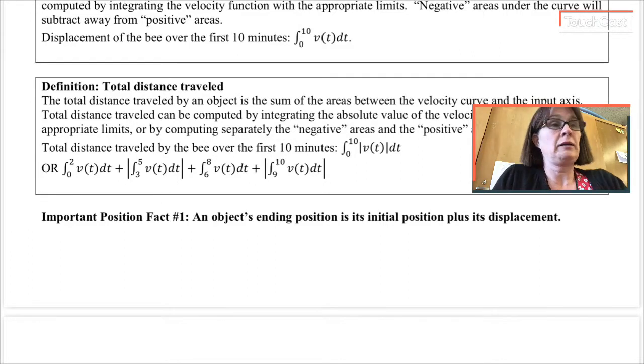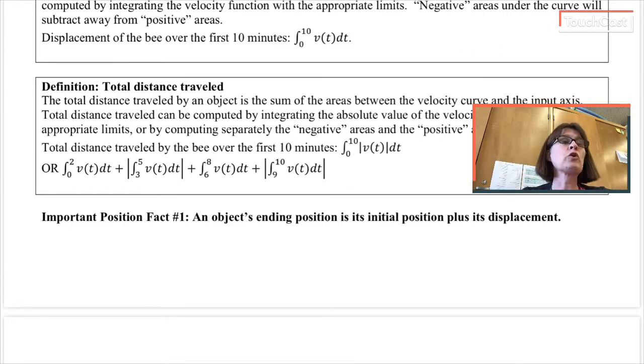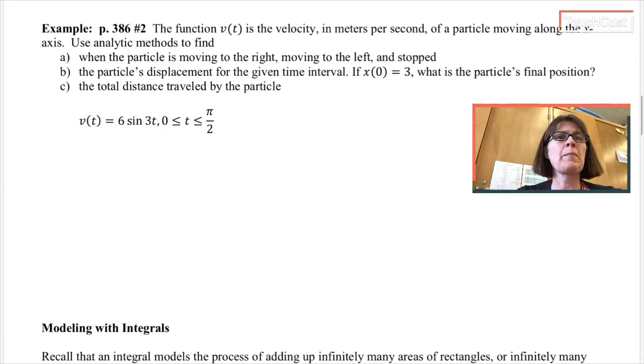So we talked yesterday and today about total distance traveled and about displacement. I want to make sure we all notice this important position fact number 1. An object's ending position is its initial position plus its displacement. So wherever it started plus the net travel it gets done. So we're going to practice using that here for this problem.